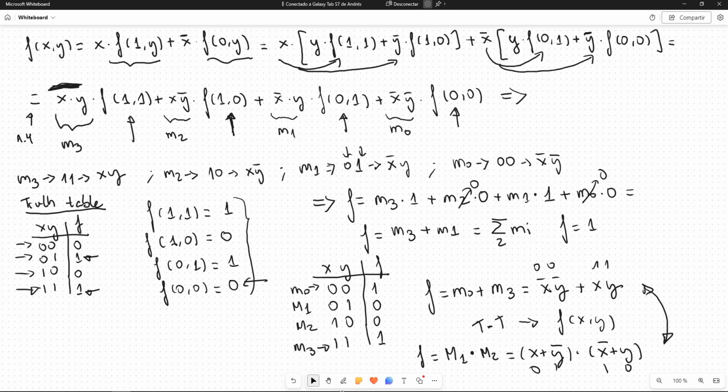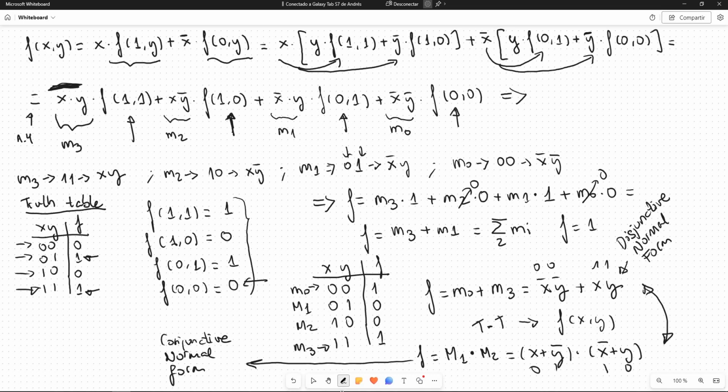In fact, we have here a sum of minterms, and a sum of minterms is a disjunctive normal form. Remember from the slides. If we have a product of max terms, we have a conjunctive normal form.